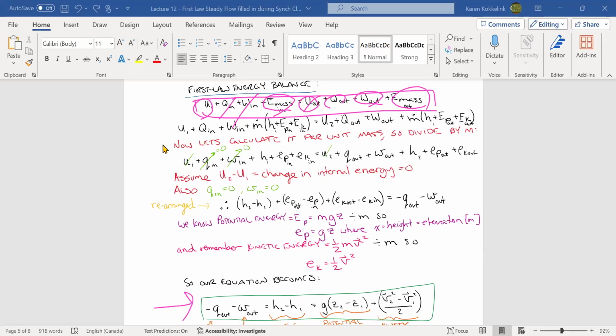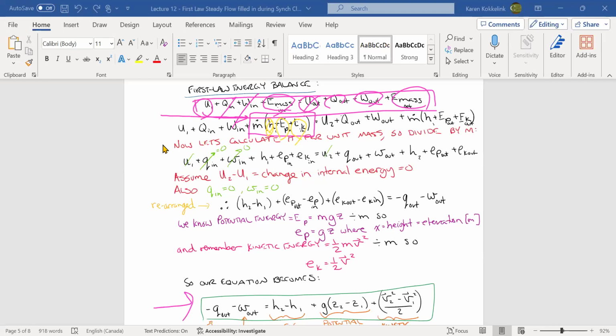So we know that in a mass flow problem, the mass flow rate times the enthalpy of that substance plus the kinetic energy associated with the mass, right? The internal energy associated with the mass, the potential energy associated with the mass, and the kinetic energy associated with those mass are all factors.